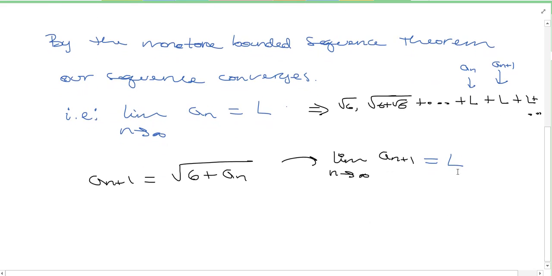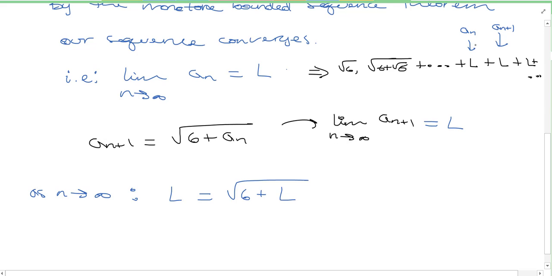So the limit as n goes to infinity of a sub n plus 1 is also L. This allows us to say, as n goes to infinity, a sub n plus 1 is going to be L, which is equal to the square root of 6 plus, as n goes to infinity, we know this converges, so it's L as well. I'm using this: if a sub n, as n goes to infinity, eventually looks like L, every term after that looks like L. And so now we're going to use algebra to solve for L, the limit.